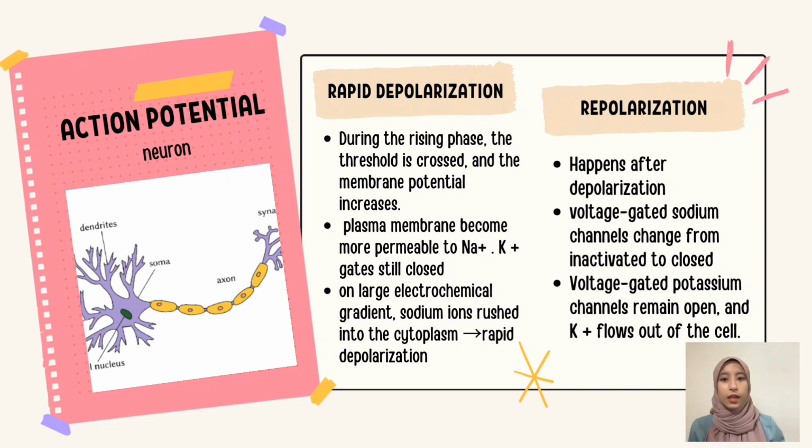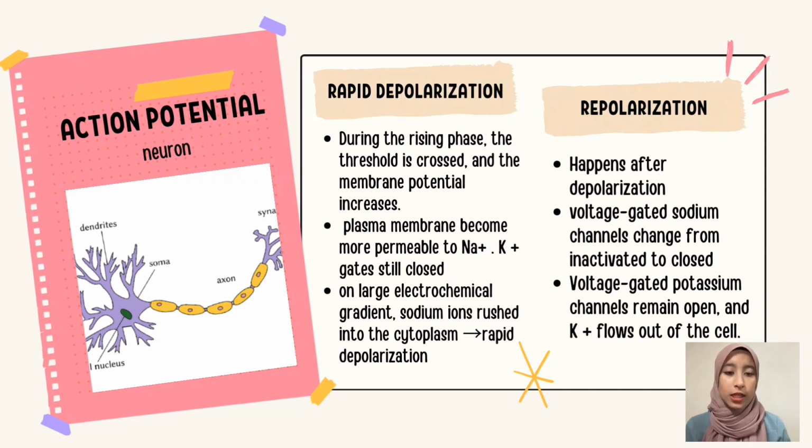Now I am going to explain more about the action potential on rapid depolarization and during the undershoot. So on rapid depolarization, during the rising phase, the threshold is crossed and the membrane potential is increased. The plasma membrane becomes more permeable to sodium ions and potassium gates are still closed. On a large electrochemical gradient, sodium ions rush into the cytoplasm by rapid depolarization.